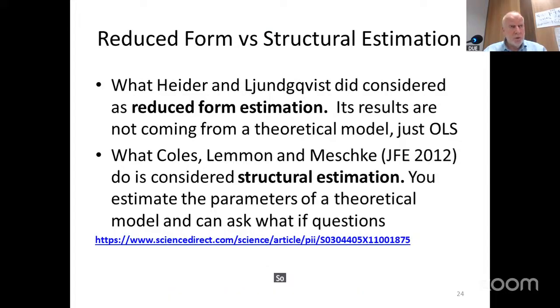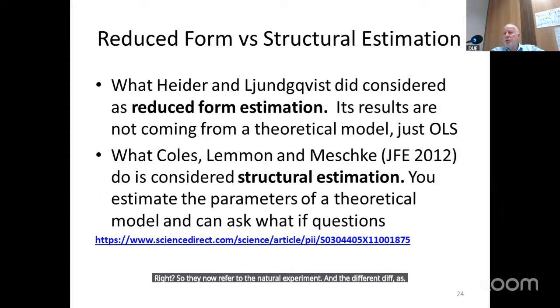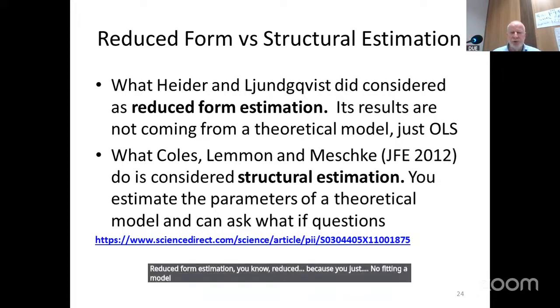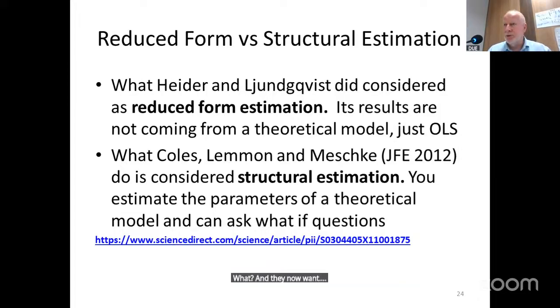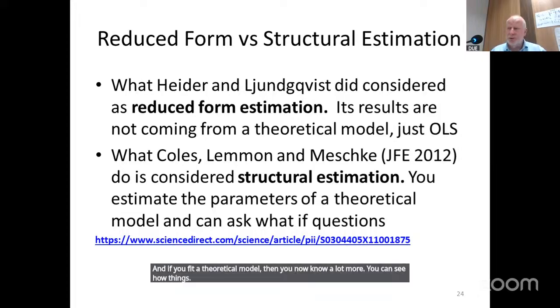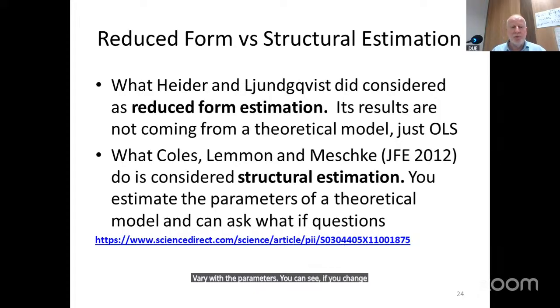So that was okay for a while, but then the editors decided they wanted more, right? They now refer to the natural experiment and the diff and diff as reduced form estimation, reduced because you're just not fitting a model, you're just doing a regression. And they now want structural estimation. That is, they want you to fit a theoretical model. And if you fit a theoretical model, then you now know a lot more. You can see how things vary with the parameters. You can see if you change the parameters, what might happen.